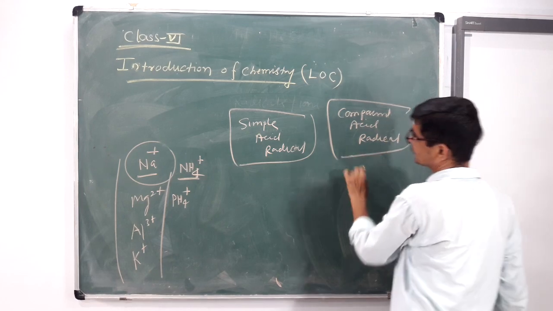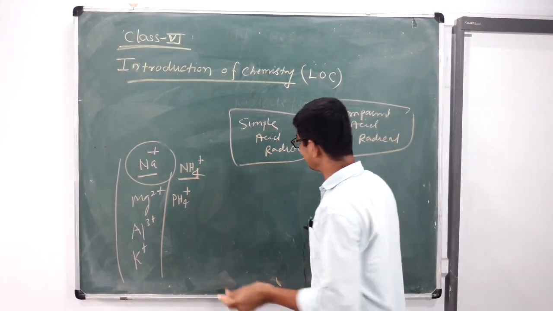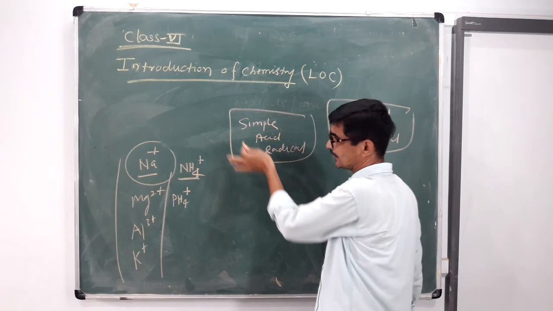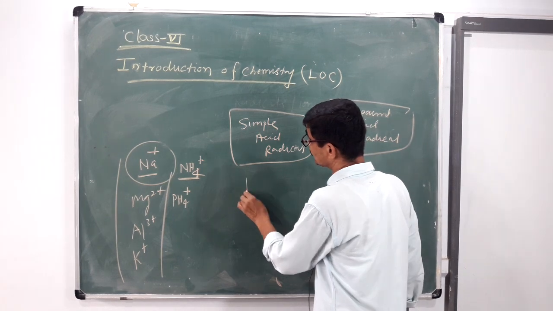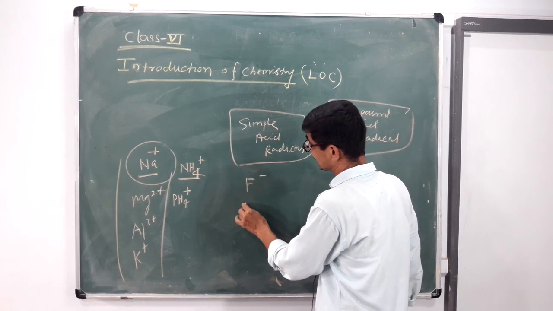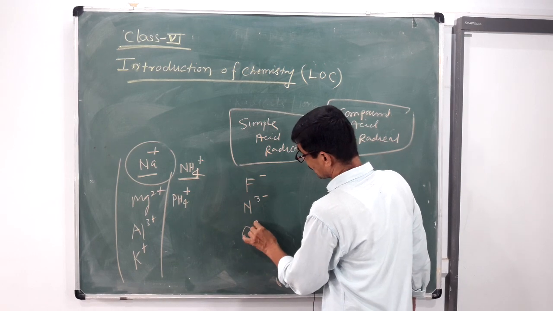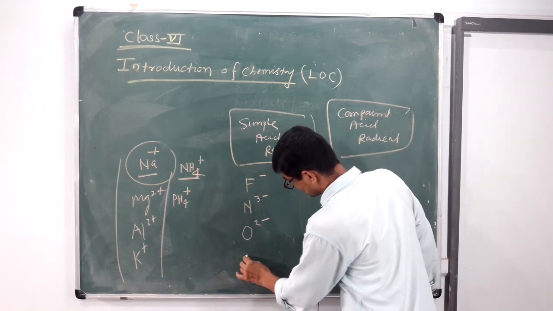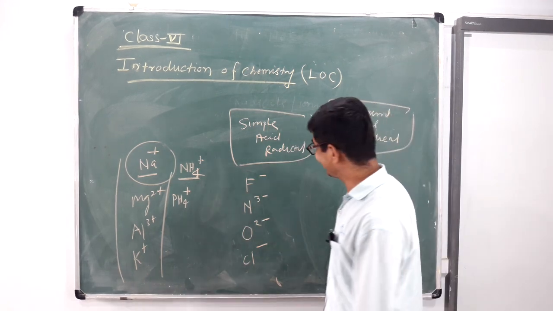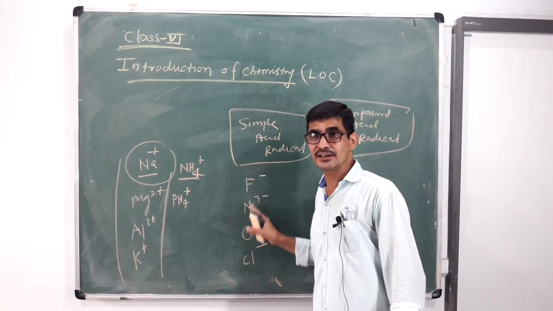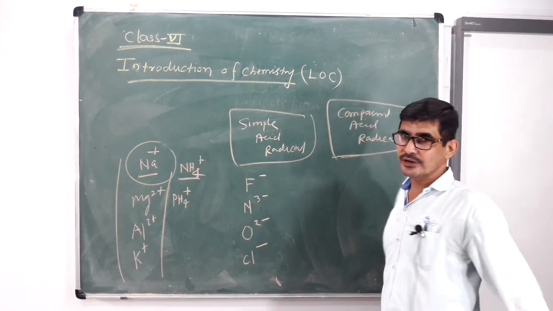So definitions are same. Simple acid radical, it means a single element carries negative charge, such as fluoride ion F minus, nitride ion N3 minus, oxide ion O2 minus, chloride ion Cl minus. So these are called simple acid radical because a single element carries negative charge. Another is compound acid radical.